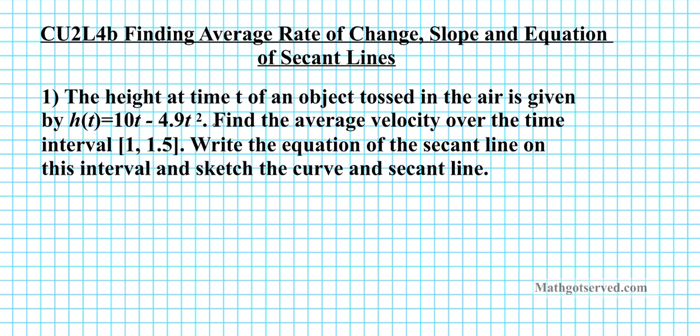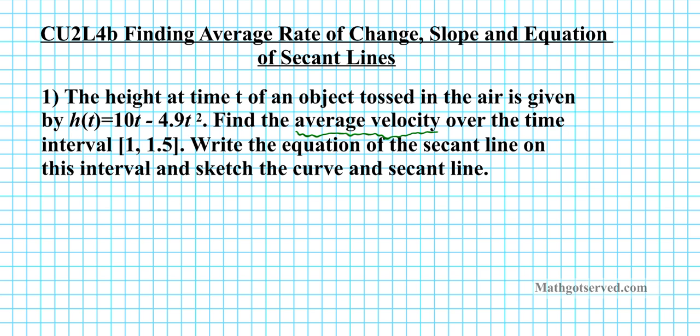It says the height at time t of an object tossed in the air is given by the height function 10t minus 4.9t squared. Find the average velocity over the time interval from t equals 1 all the way to t equals 1.5. Write the equation of the secant line on this interval and sketch the curve and secant line. Note that when you're talking about the average velocity, we're talking about the average rate of change over this interval. So think of average velocity as average rate of change.